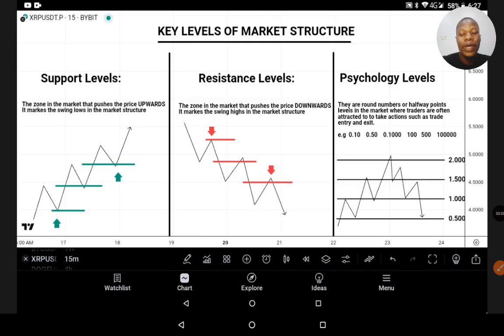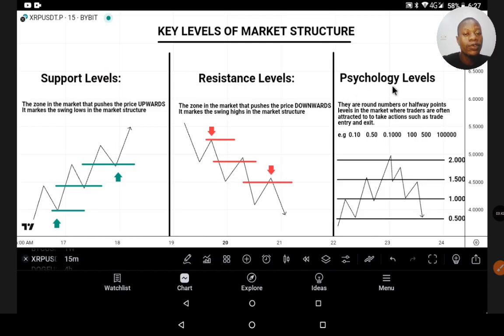That's the level where we believe some traders would like to long the market, would like to place a buy order in the market. So it is always the swing low. It marks the swing low of the market. Then we have the resistance level. The resistance level is the level at the top of the market that rejects the market. So this is the zone that pushes the price down. As you can see, it's always drawn at the swing high of the chart, so it pushes the price downward.